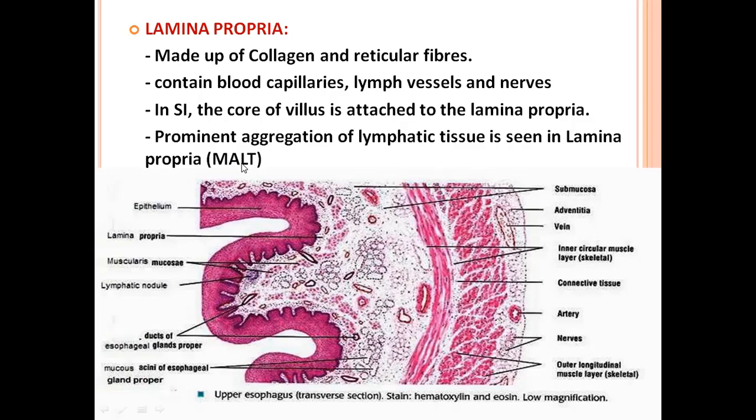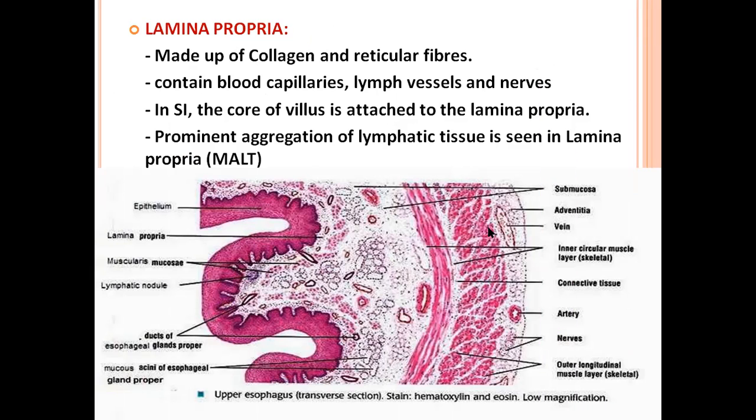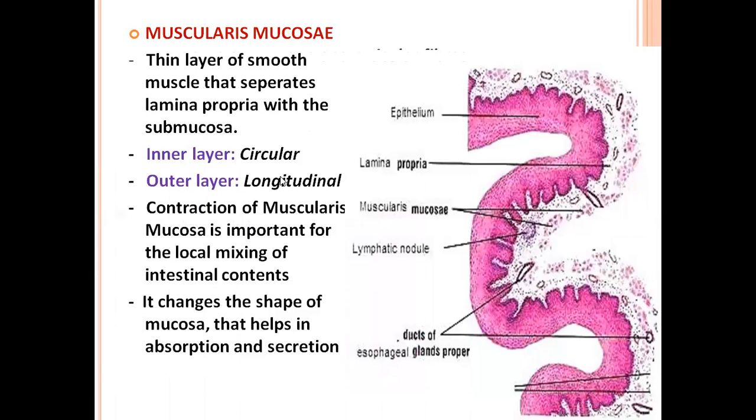So this is mucosa-associated lymphatic tissue, which helps in defense. The muscularis mucosae is clearly seen here. So we have the lining epithelium, lamina propria, and this area is the muscularis mucosae, which is part of the mucosal layer, the innermost part of the GIT. The muscularis mucosa is a thin layer of smooth muscle that separates the lamina propria from the submucosa.